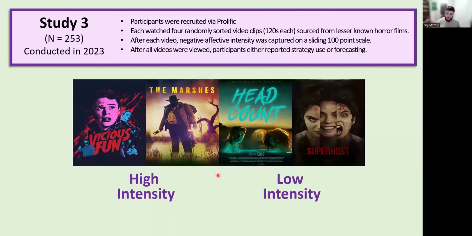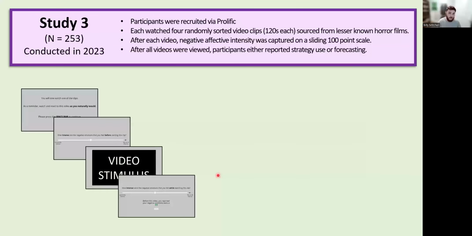Subjects were instructed to complete the study in isolation, and the task ensured that no other windows were visible and that the sound was audible throughout the experience. And emotion regulation was again not explicitly referenced in recruitment for this study to avoid priming subjects. Before and after each video, experienced negative affective intensity was assessed on a sliding 100-point scale.